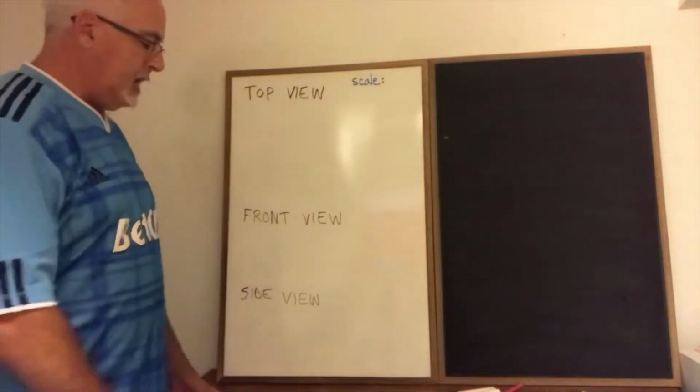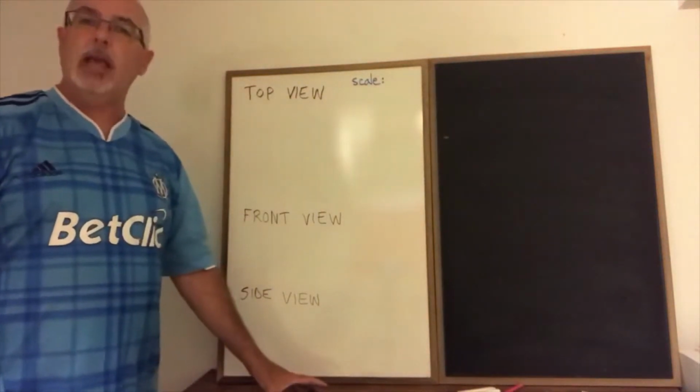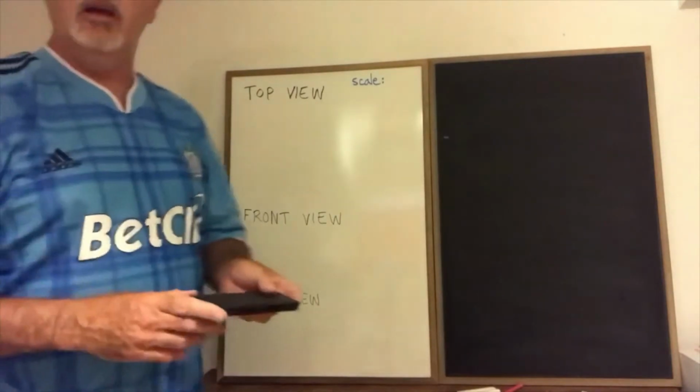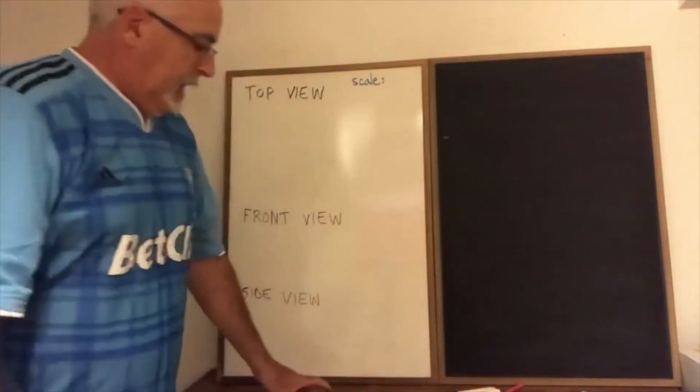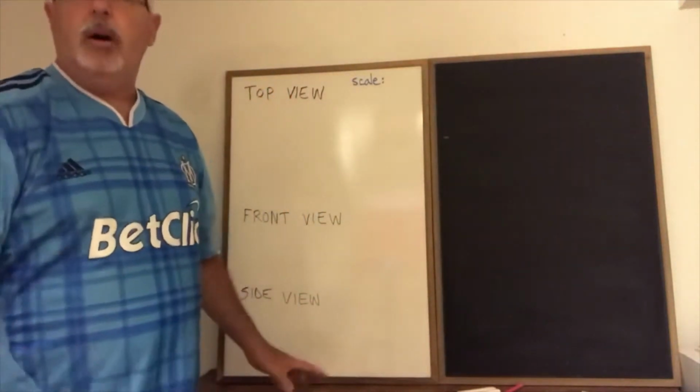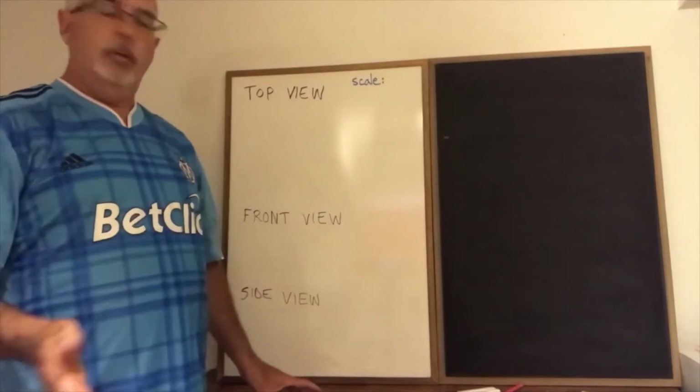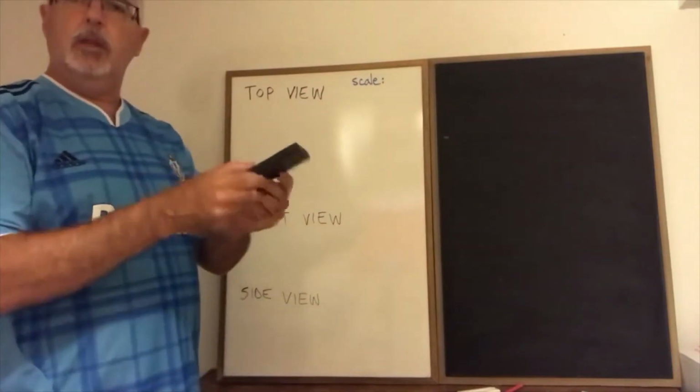Today's Daily Dose of Math is about doing a scale drawing of an object. I'm going to be drawing this object right here. It's a little external hard drive, and it's a rectangular prism. It's a box. It has a length, width, and a height. But which is the length, which is the width, which is the height?